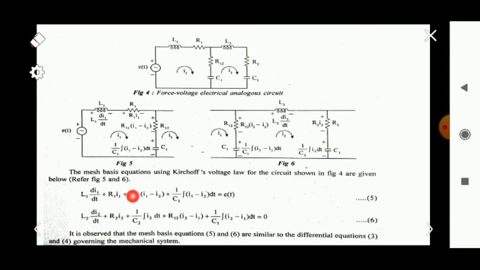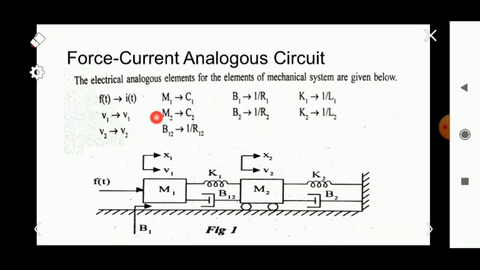Likewise we can compare all these values. So it is observed that the mesh basis equations 5 and 6 are similar to the differential equations 3 and 4 governing the mechanical system. This is the force voltage analogy, and next we are moving to the force current analogous circuit.